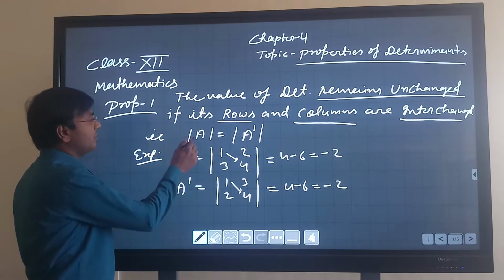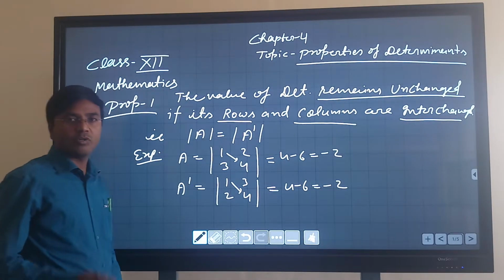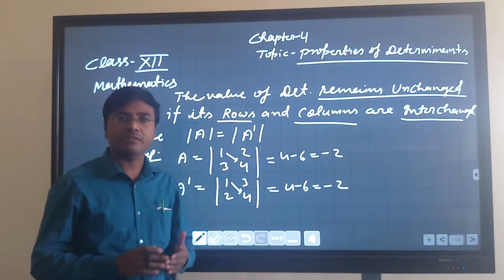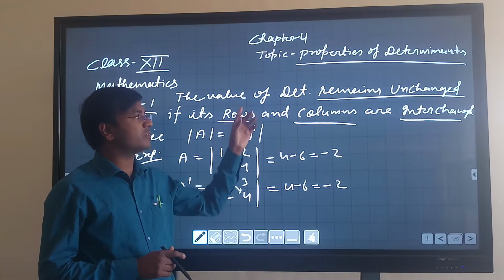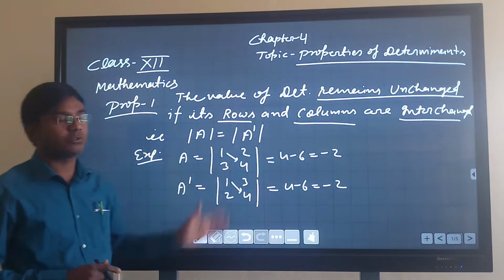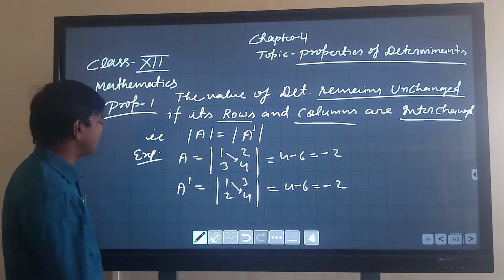It means determinant of A equals determinant of A transpose, because when we find the transpose of a matrix, we are interchanging rows into columns or columns into rows, so the value remains the same. So let us prove this.